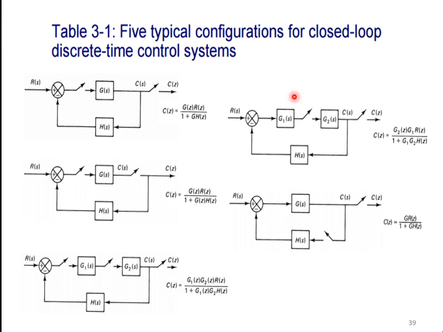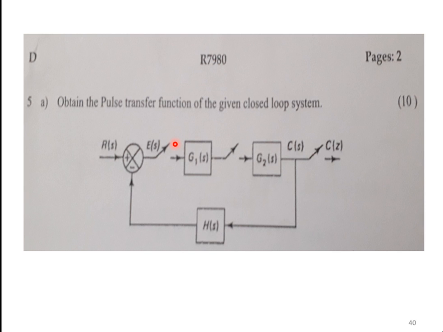Also you will have G1, the second combination, where the sampler is connected after G1. You can see here in the denominator, this is G1 G2 H(z), because G1 and G2 are not passing through. If you are taking the C(z) from here, it is not passed through. So please go through all these peculiar examples, as these are some of the university questions that are asked.